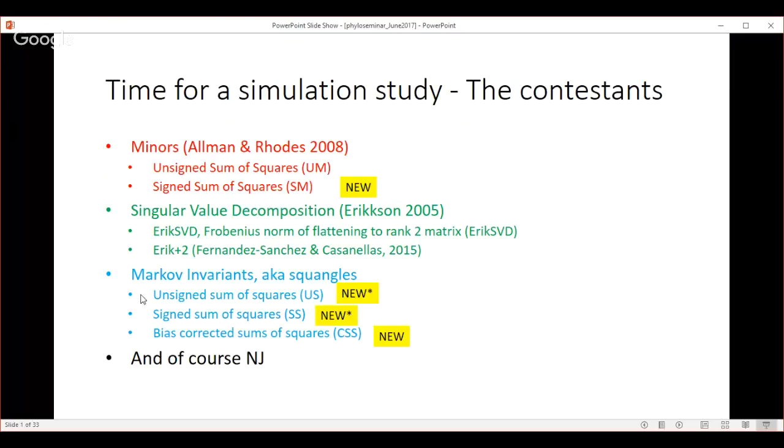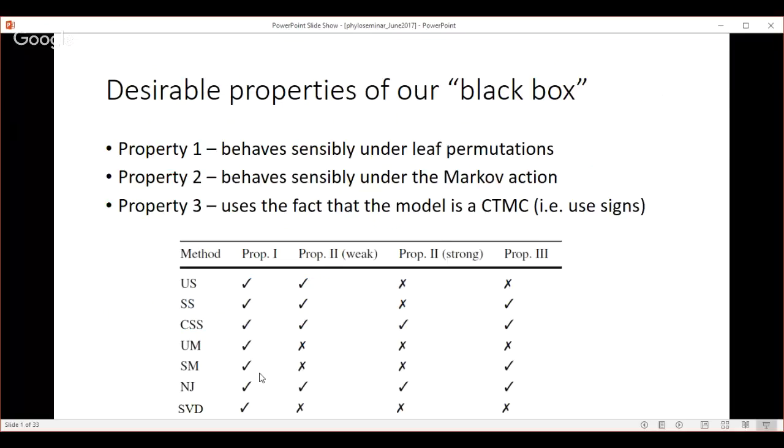And then we've got three versions of our Markov invariants or squangles: the simplest idea, pick the thing that's closest to zero; the signed idea using the residual sum of squares; and the bias corrected signed sum of squares. Four of these methods are new. These two I marked new star, in the sense that they hadn't been developed before for binary data, but these ideas had been developed for four state data previously. And of course, no simulation study is complete unless you also compare to neighbor joining. So let's think about our contestants here, or if you like, have a little form guide for how they might go.